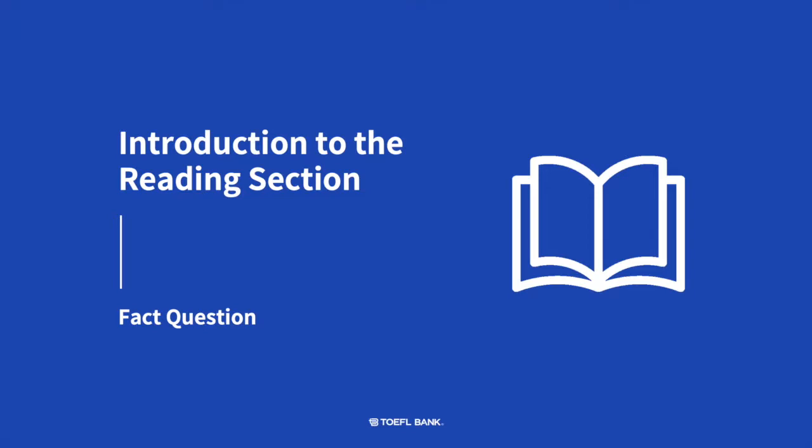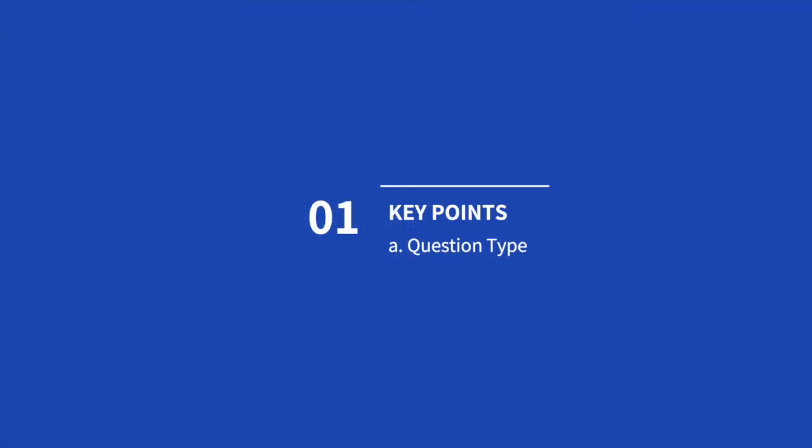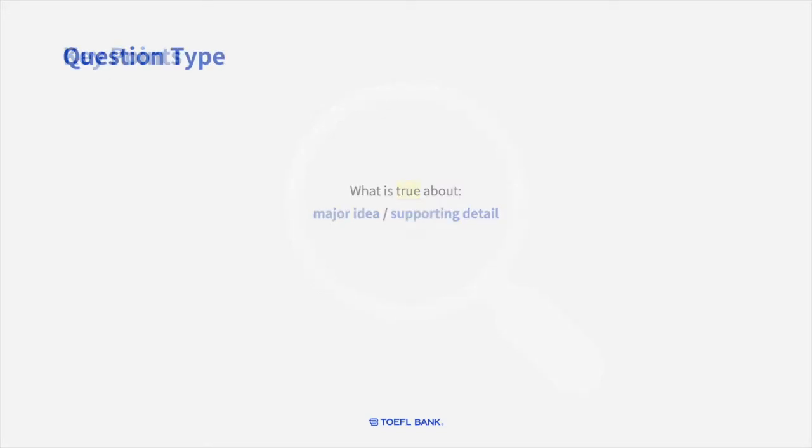This lecture will be about fact question types in the TOEFL exam. In every passage in the new TOEFL exam, there will be 2 to 4 fact questions. These types of questions ask you to select what is true about either major ideas or supporting details. The answer choices are mostly paraphrased from the passage but are 100% mentioned in the passage.